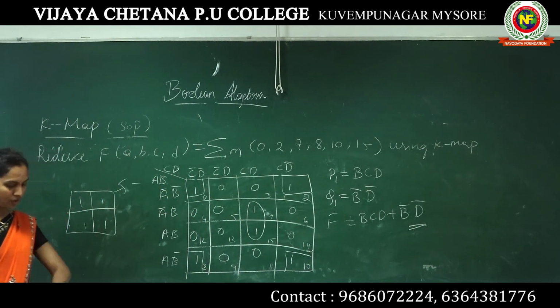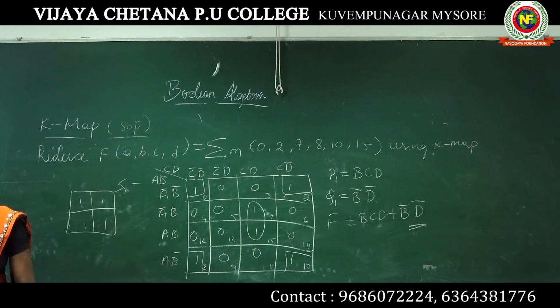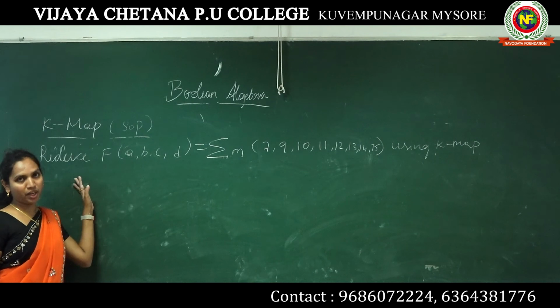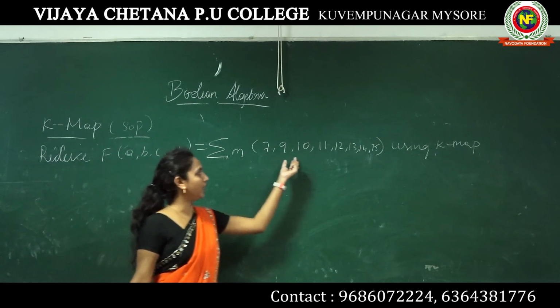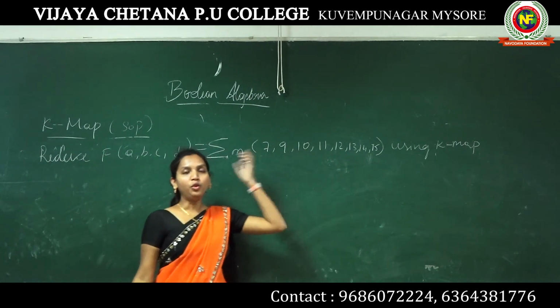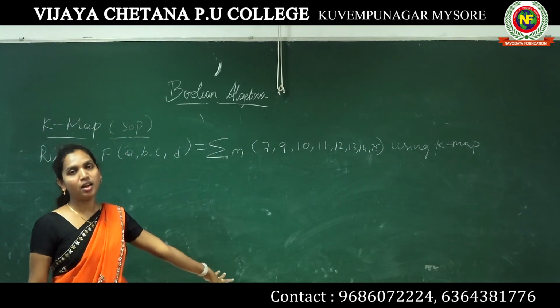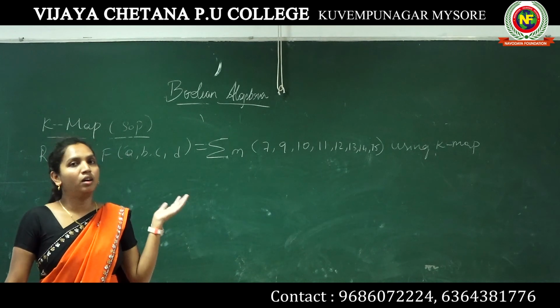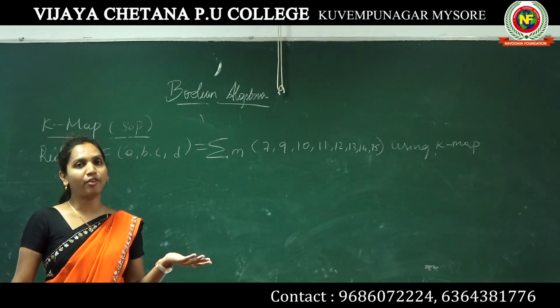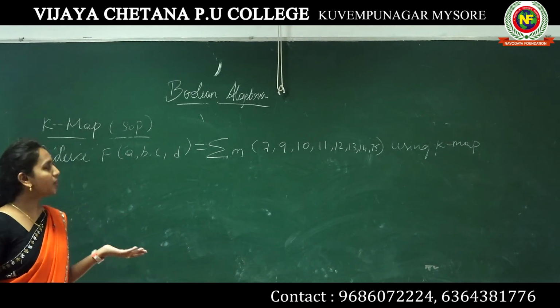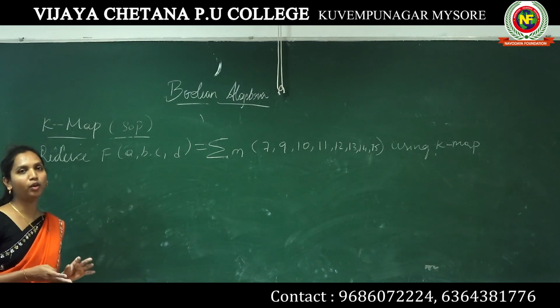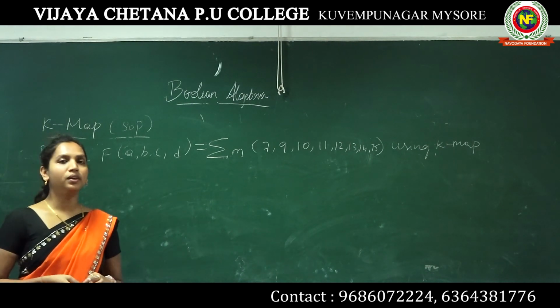Got it? So I'll give one question for you. Try to do it yourself. This is the one question I'm giving. I'm just changing the numbers here. Okay? So you also draw the K-map. You also mark all these numbers as 1, and solve the K-map and give the final expression. Okay? Try to do it yourself. If you have any doubt, you can ask me in the group, right?